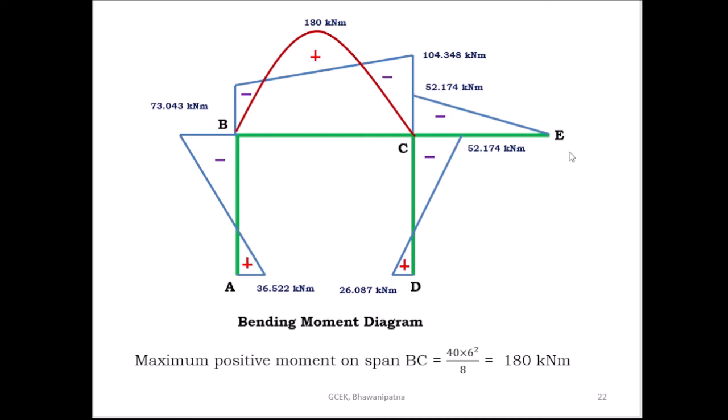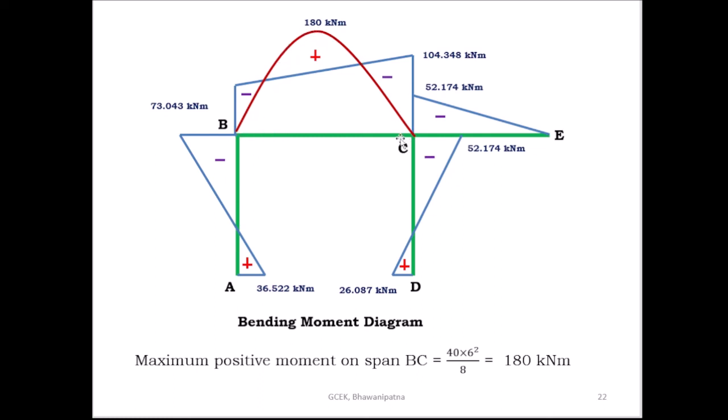Then join these two points, join these two points. So this becomes the negative bending moment diagram, and on this side the tension inside is taken positive, outside taken negative. On the span BC there is a uniformly distributed load. So draw the positive bending moment diagram here.